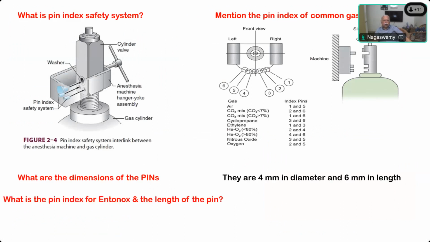And what is the pin index for Entonox? 7. And the length of the pin is 7 millimeter. It is a single pin. Okay. So, what is the color coding of different gas cylinders?